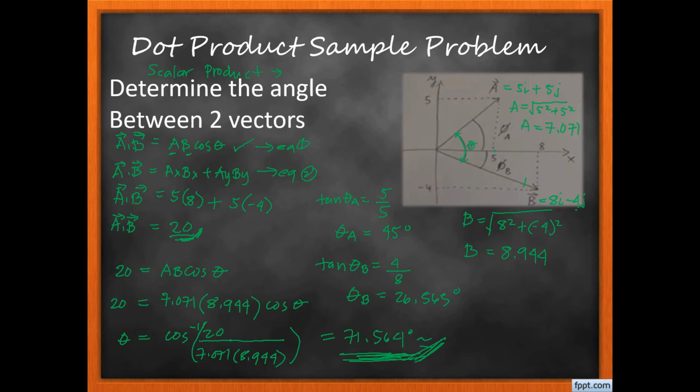So pag pinag-add natin yung theta A plus theta B, so that is equals to 45 plus 26.565, which is 71.565. So almost equal siya rito. Okay. So makikita natin mas madaling i-solve kapag ginamitan natin siya ng trigonometry. So naging mas madali lang i-solve yan dahil yung ating force system or yung ating system is two-dimensional. Pero kung yan ay three-dimensional, mas madali siyang i-solve kapag ginamitan natin siya ng dot product. Okay?